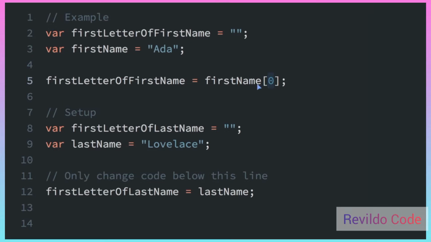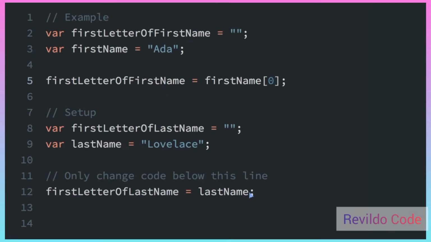Most modern programming languages like JavaScript don't start counting at 1 like humans do. They start at 0, which is called zero-based indexing. So with the number 0, that refers to the first index of the string, which would be the A. So the A would be 0, D is 1, and then A is 2. So this first letter of first name, if we do first name with the bracket notation with a 0, that's going to equal A.